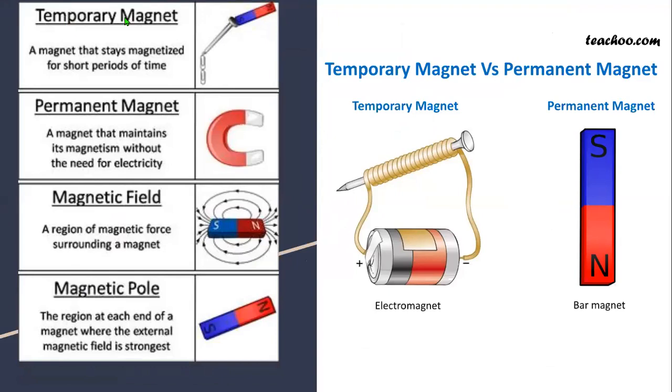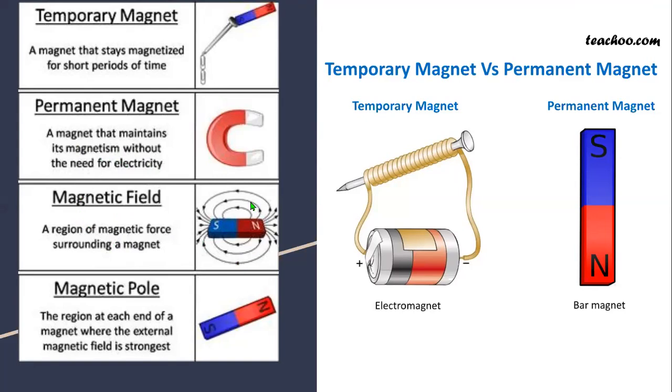So let's see, temporary magnet, a magnet that stays magnetized for short periods of time. Okay, so this would not hold, so it's temporary. Permanent magnet, a magnet that maintains its magnetism without the need for electricity. All right, a magnetic field, a region of magnetic force surrounding a magnet.